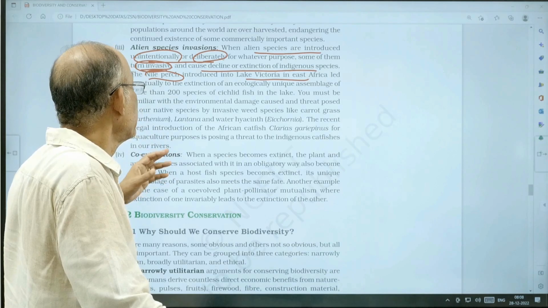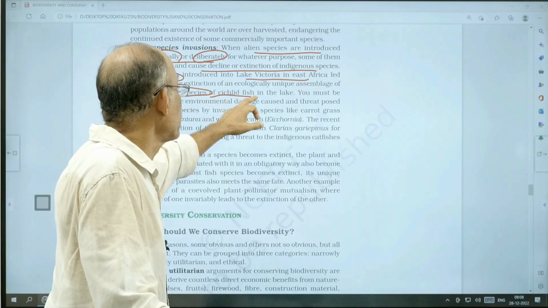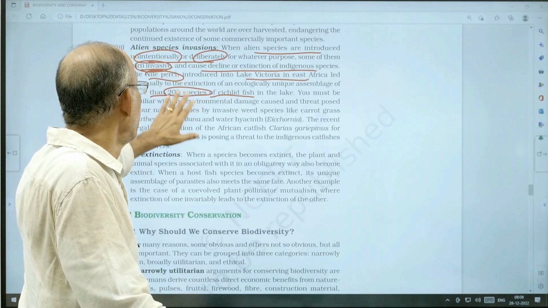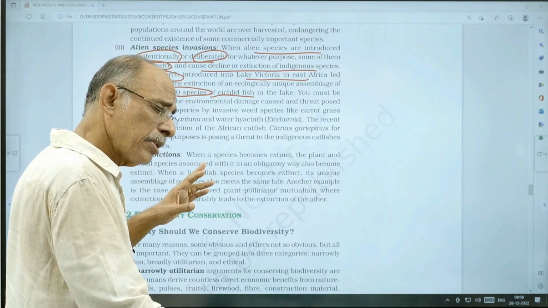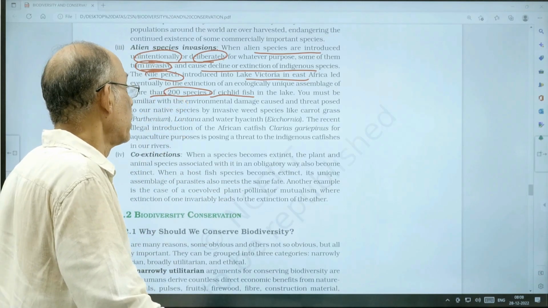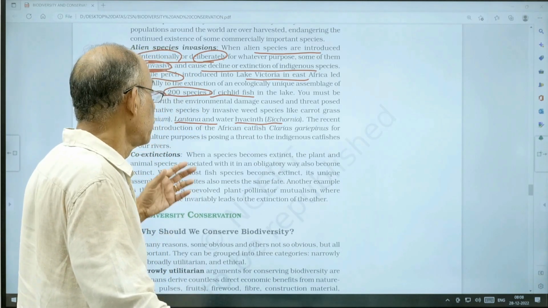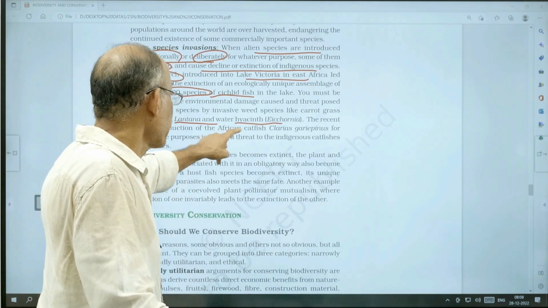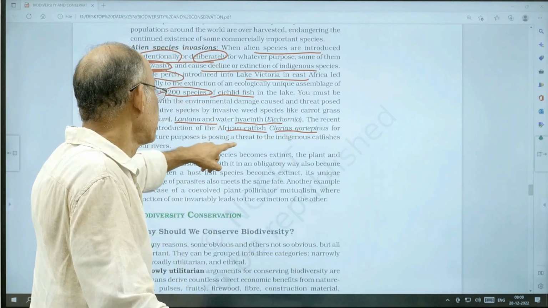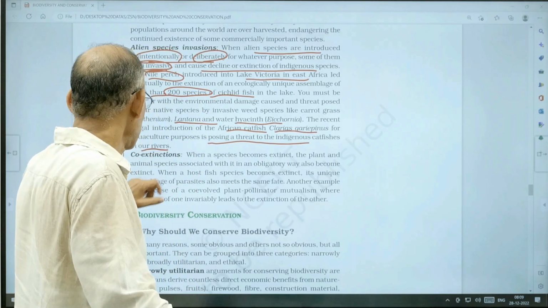Then what happened is about 200 species of cichlid fish became extinct due to the introduction of this Nile perch. It just preyed on all of them. It is not 200 cichlid fish; it is 200 species of cichlid fish that became extinct. Similarly, we have Lantana camara and water hyacinth, introduced for the beautiful flowers, etc. And the introduction of African catfish, Clarias gariepinus, is posing a threat to indigenous catfish and other organisms in our rivers.